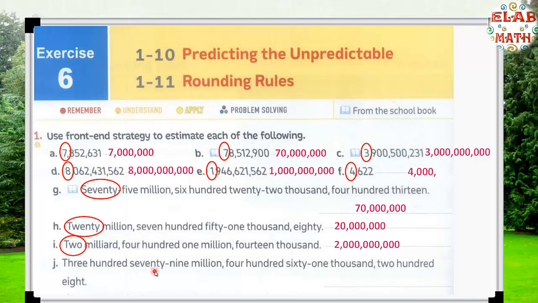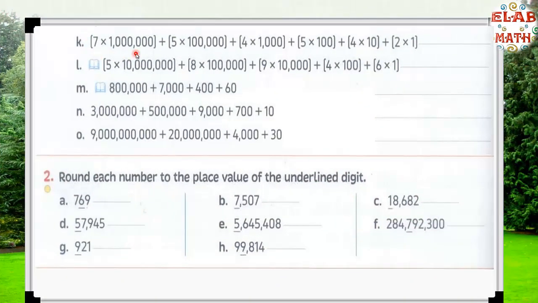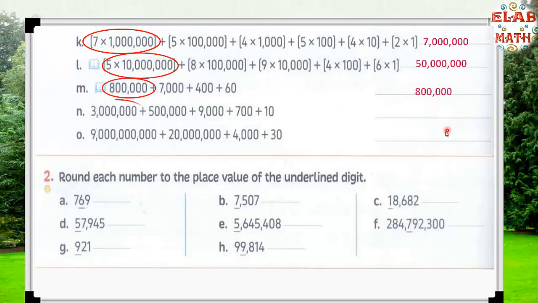Next one, 379 million. You should write 3 in the hundred millions place, 300, reading to the end at the comma. 300 million. Next one, 7 times 1 million means 7 million. 5 times 10 million means 50 million. 800,000, you should write 800,000. 3 million, you should write 3 million. And the last one, 9 million, you should write 9 million.